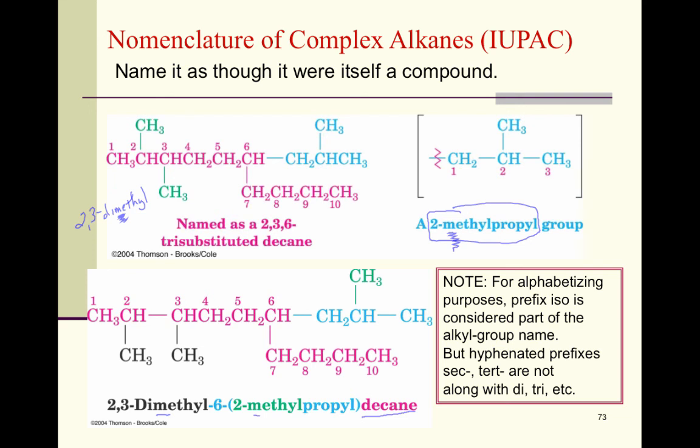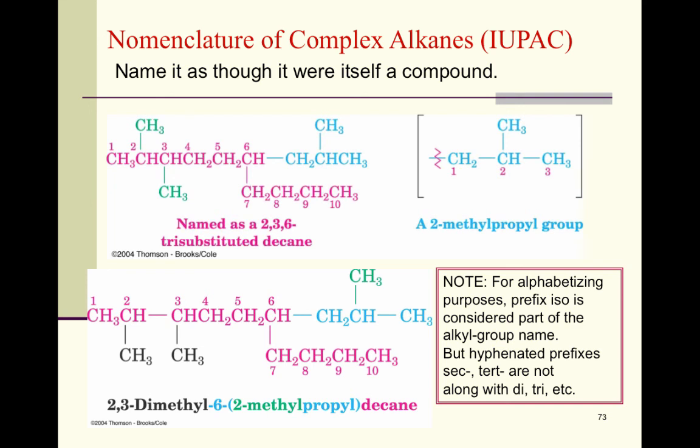Okay, so before we get to the one more example, I do have one more note I want to give you. I did tell you that the prefixes di, tri, and tetra are never used in alphabetizing, but there is another note you need to know before we finish naming. For alphabetizing purposes, the prefix iso is considered part of the name. So remember we had isopropyl? So this I piece here would be part of alphabetizing. Now, if it's hyphenated, like sec-butyl or tert-butyl, those are not included in alphabetizing, and again, neither are the prefixes.